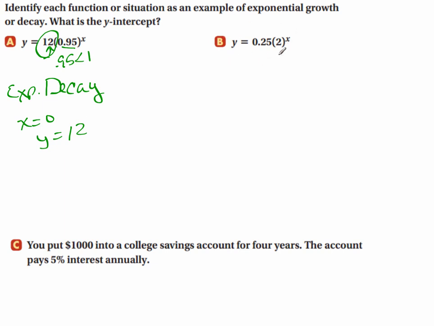For this problem, I have 2 raised to the x. So because 2 is greater than 1, this is exponential growth. The y-intercept, when x is 0, y is 0.25.